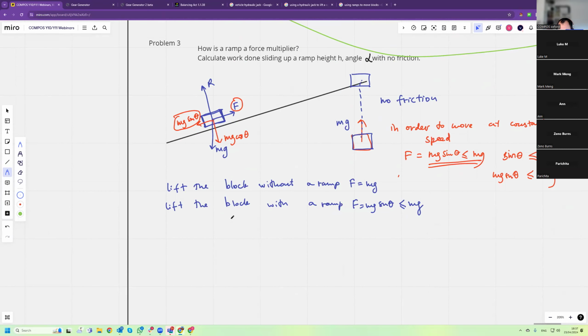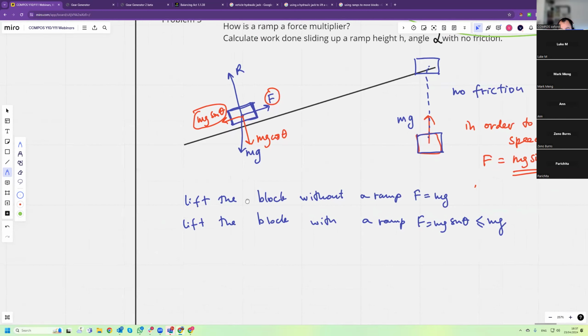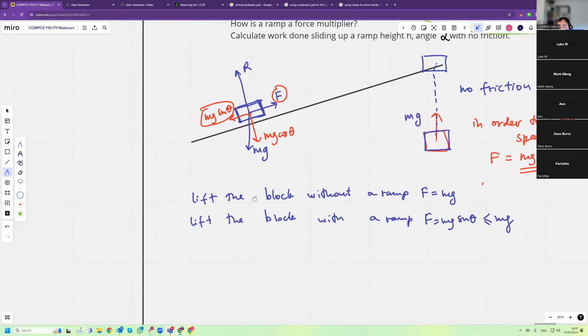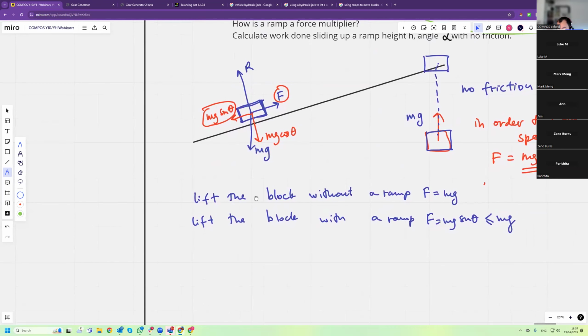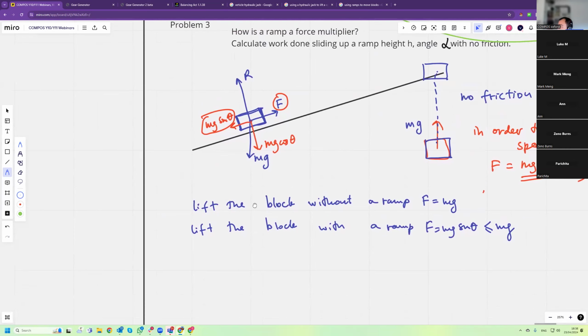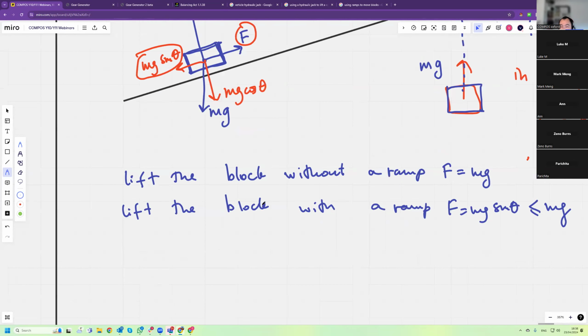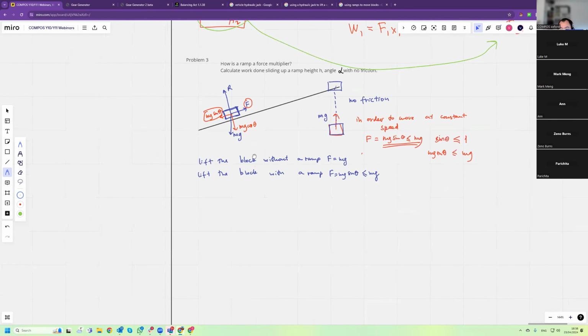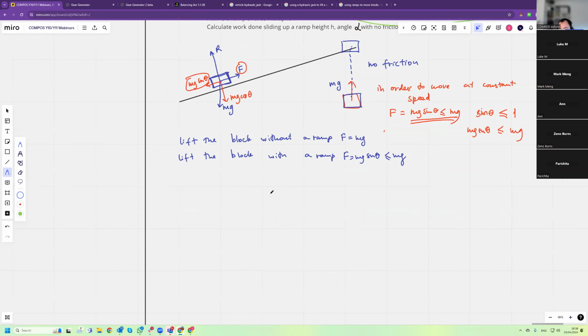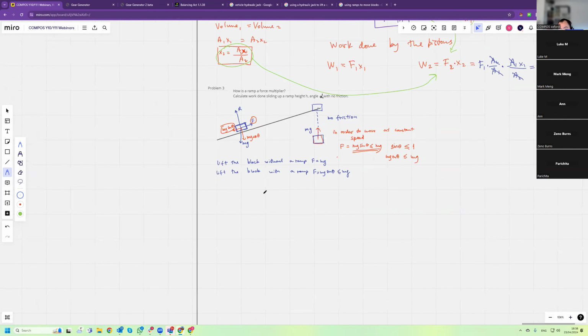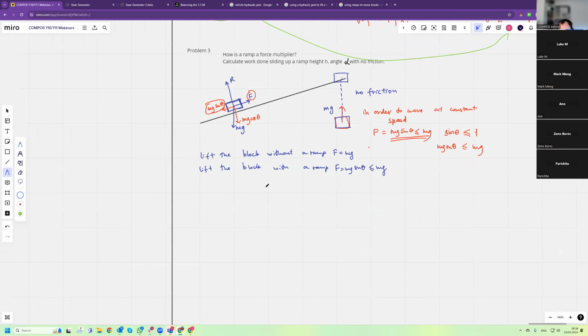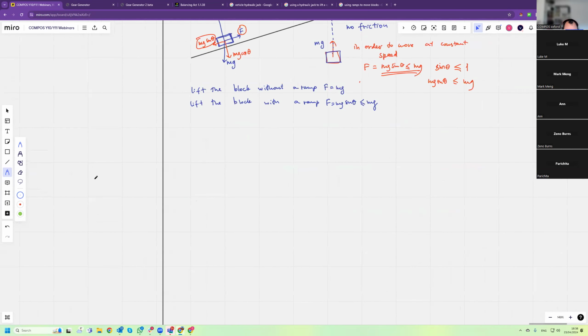Yes, there's always going to be some friction, and the friction is mu mg cos theta, which is not pleasant. Anyways, now let's.